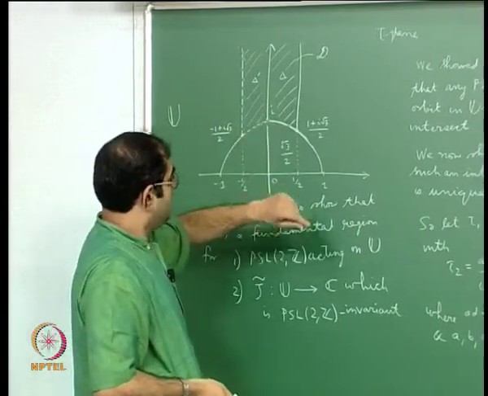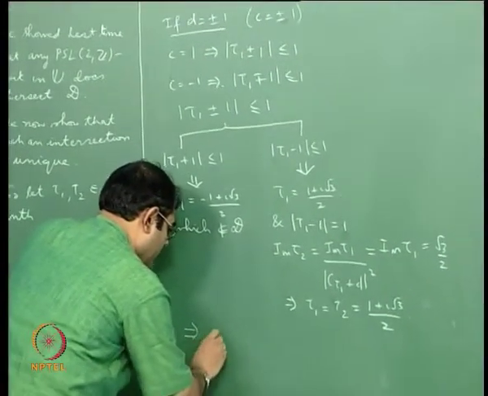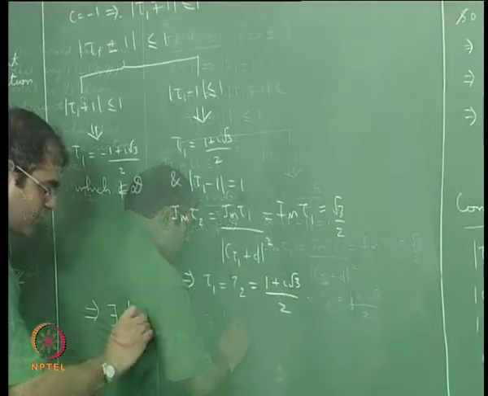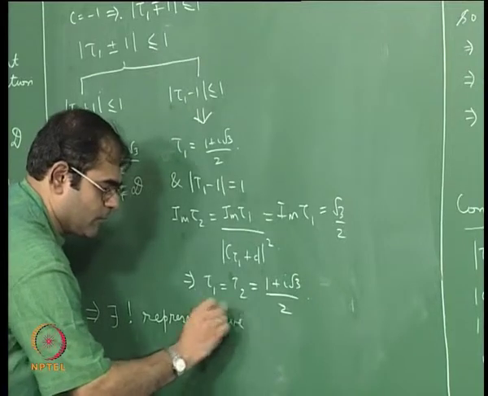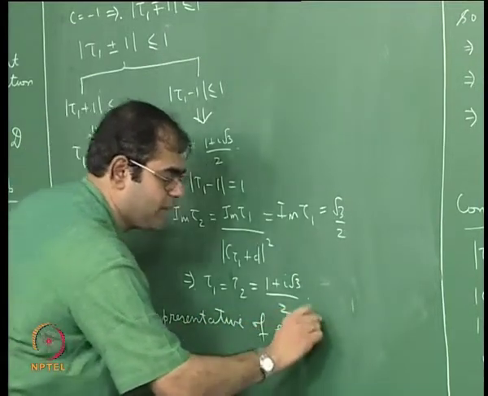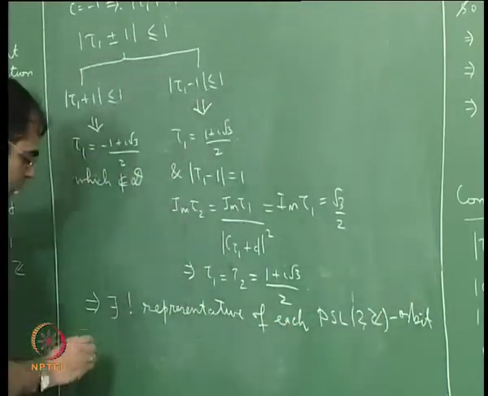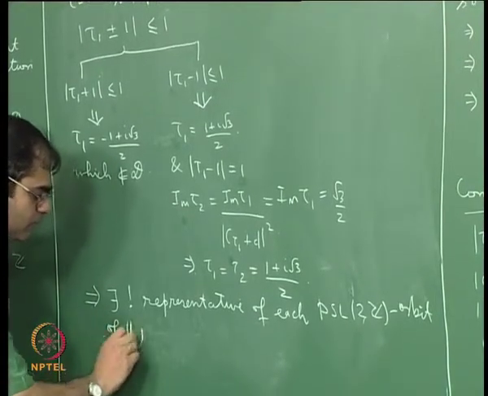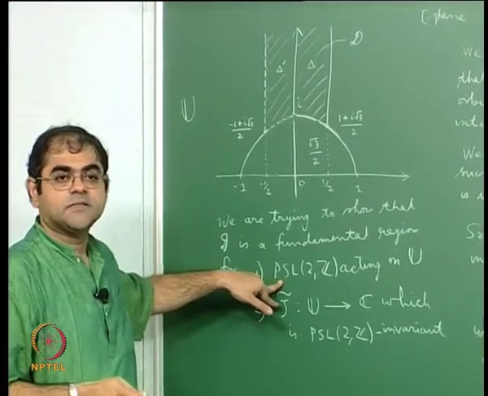All right, so this completes the proof that there exists a unique representative of each PSL2Z orbit of the upper half plane in script D. In other words, script D is a fundamental region for PSL2Z.